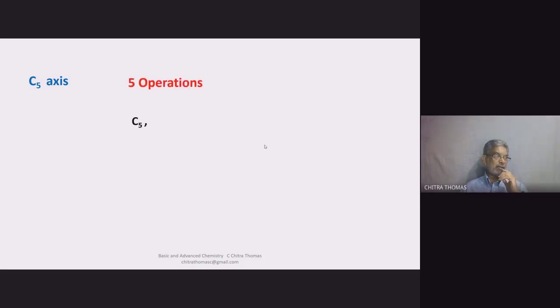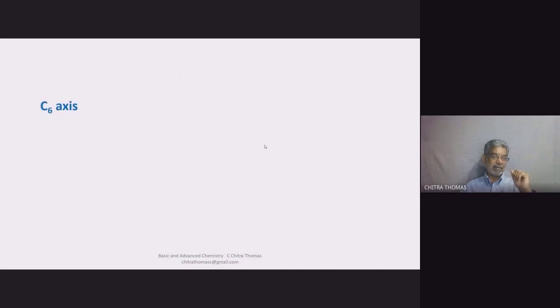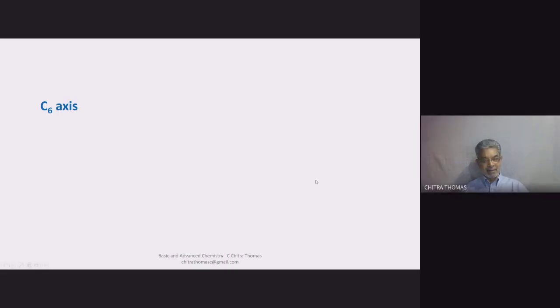5 operations. C5, C5², C5³, C5⁴, and C5⁵. These operations cannot be written in any other form. Just leave them like that. Then C6 axis. How many operations? Can anyone answer me? 6 operations. What are the 6 operations?